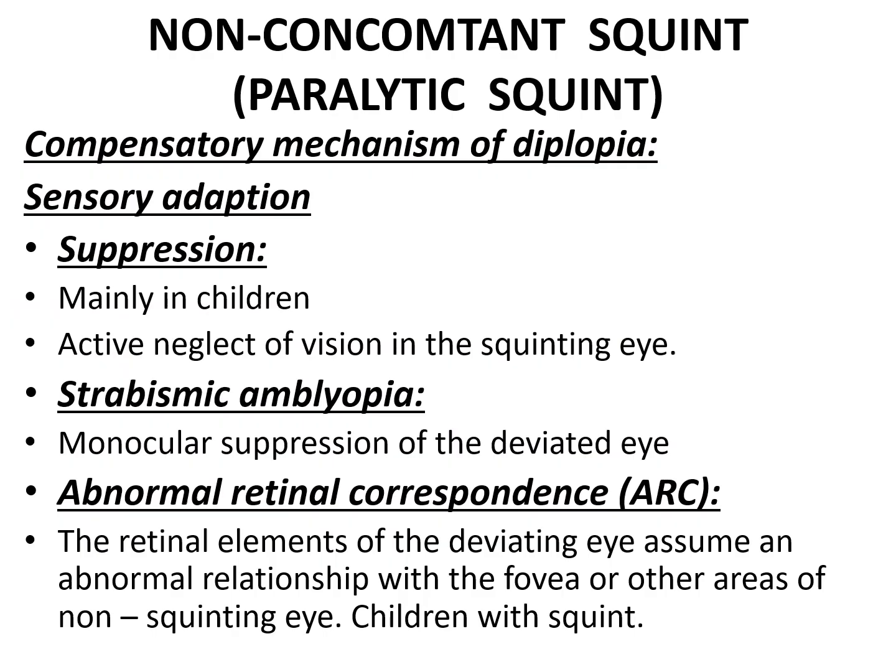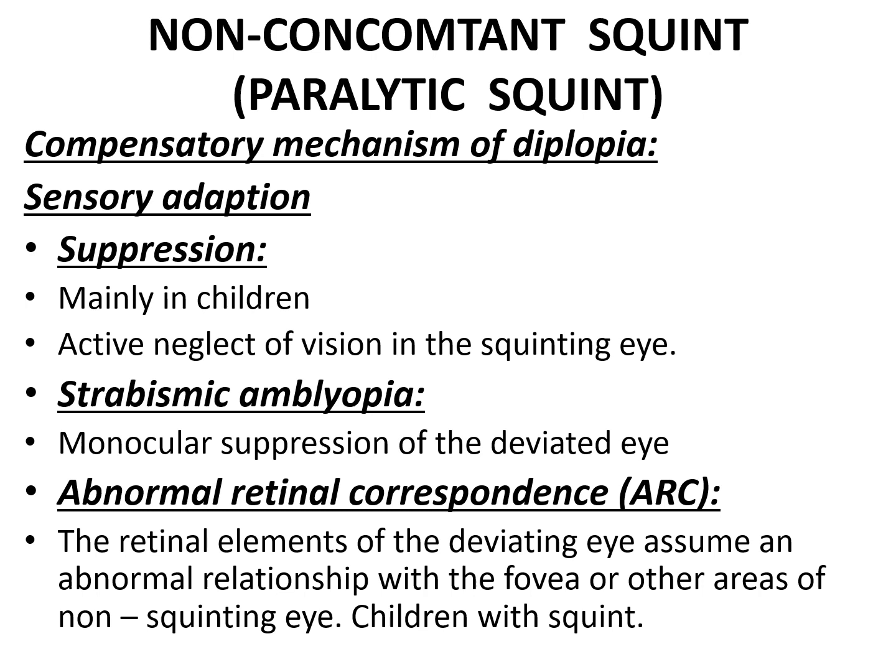So the compensatory mechanisms to compensate for diplopia in children are sensory adaptation. And the sensory adaptation is suppression. It is mainly in children, having active neglect of vision in the squinting eye. So practically only one eye is seeing, that is the non-squinting eye. Due to this suppression, strabismic amblyopia develops in the deviating eye.